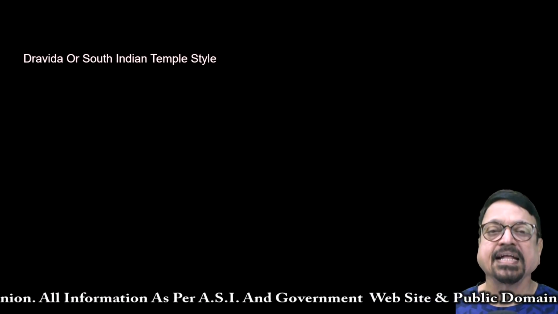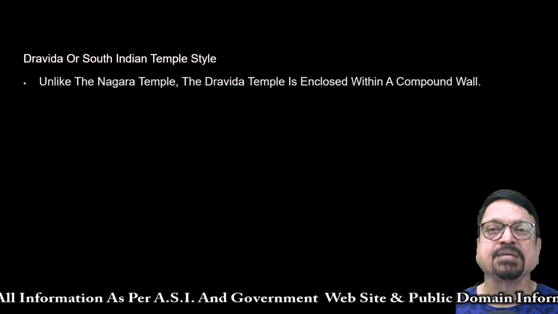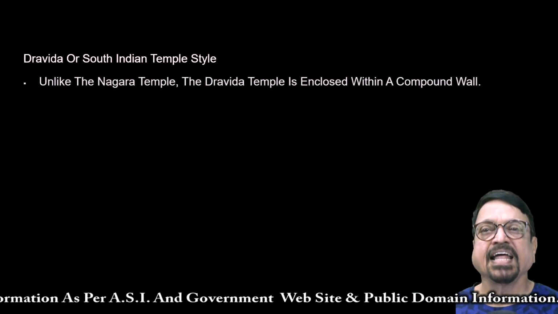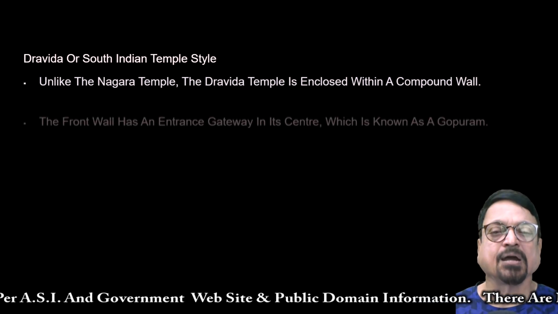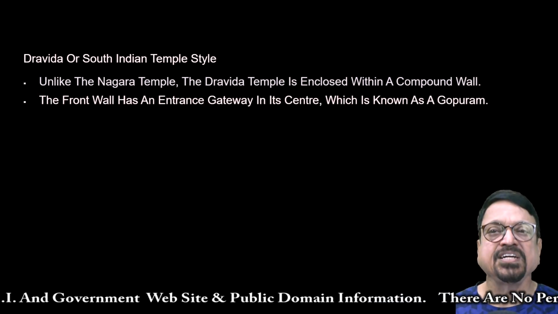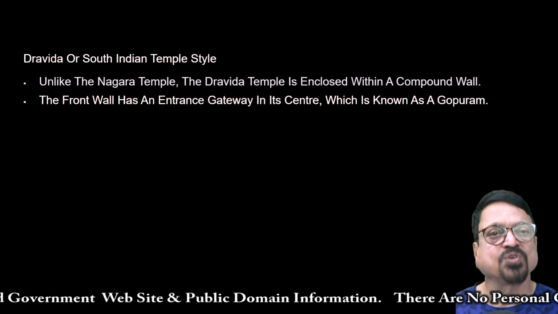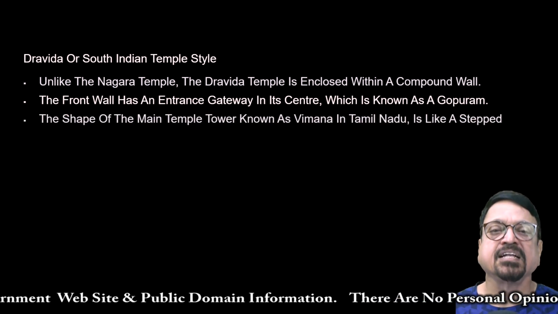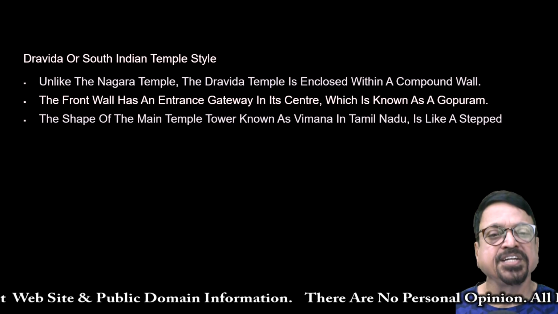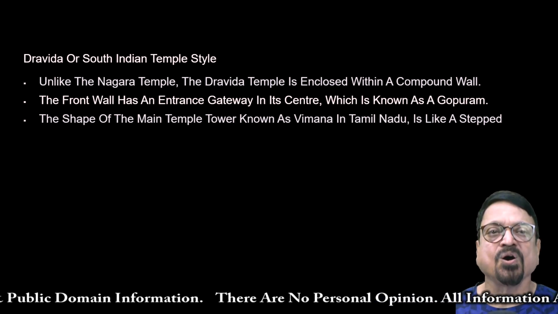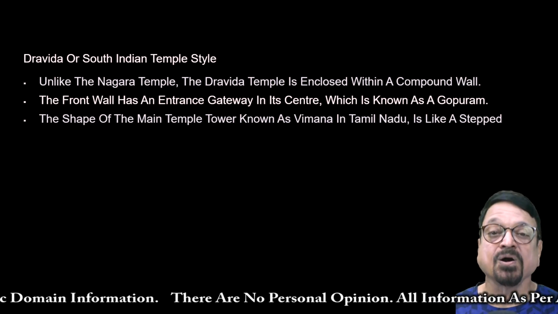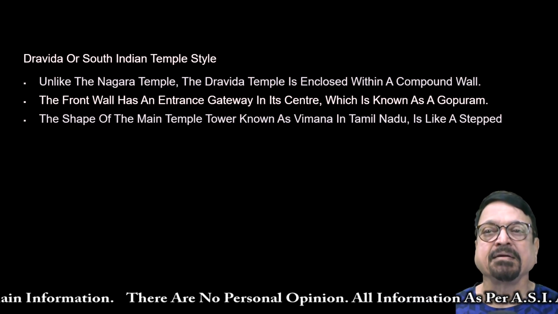Now we are in the Dravidian style. We have seen just now the hallmarks. Unlike the Nagara, Dravidian temples are enclosed in a compound wall. The front or the entrance gateway is called a Gopuram. It's sometimes 3-storied, 4-storied, 5-storied, 7-storied. Tall Gopurams can be seen, which can be taller than the main temple.